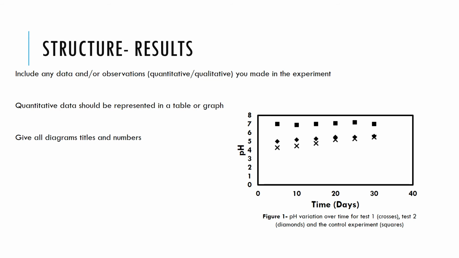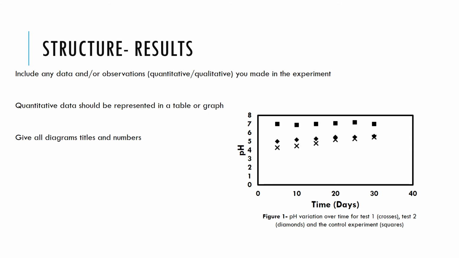You've got to give any diagrams titles and numbers, and the general convention is to use figure numbers. So I show you here an example of a figure 1, for the pH variation over time for 3 tests, so test 1, test 2, and test 3. And you'll note how carefully I've labelled the graph here. So not only are my axes legible and clearly labelled with units, in the case of time for days, but also I've got 3 different experiments there, test 1, 2, and 3.